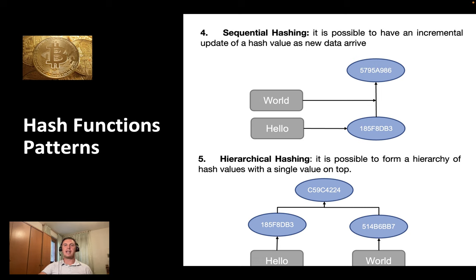The last one is called hierarchical hashing, and it is the application of combined hashing to a pair of hash values, with a single value on top. Hierarchical hashing combines only two hash values in every step, meaning you cannot combine more than two; you always combine two and two and two.